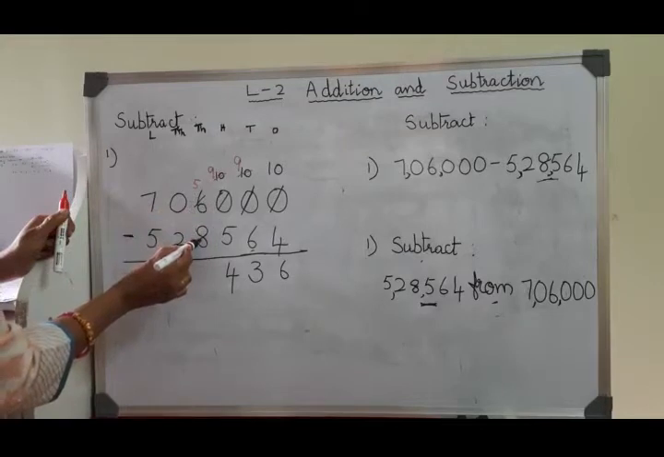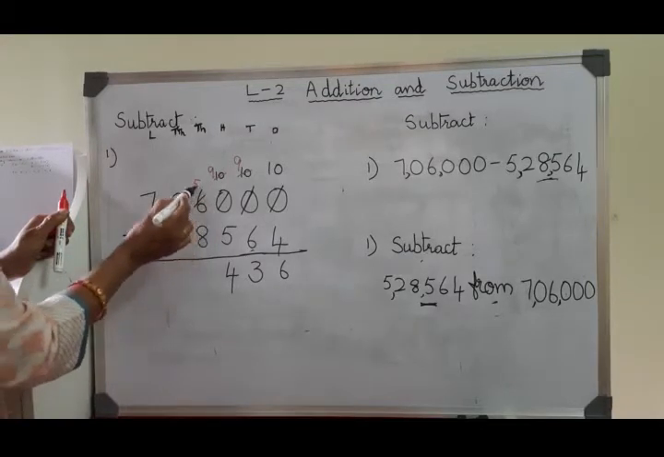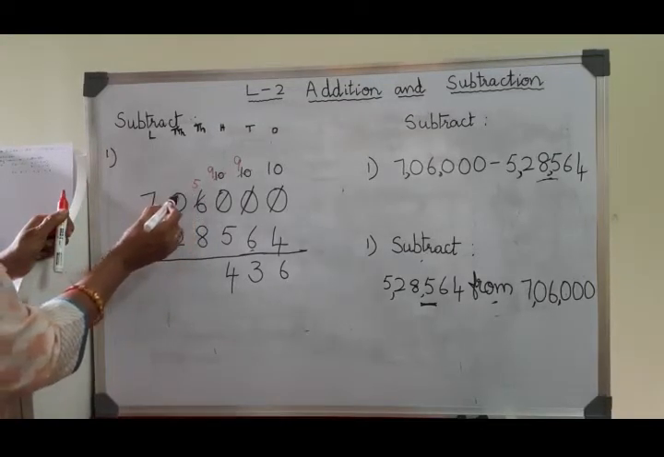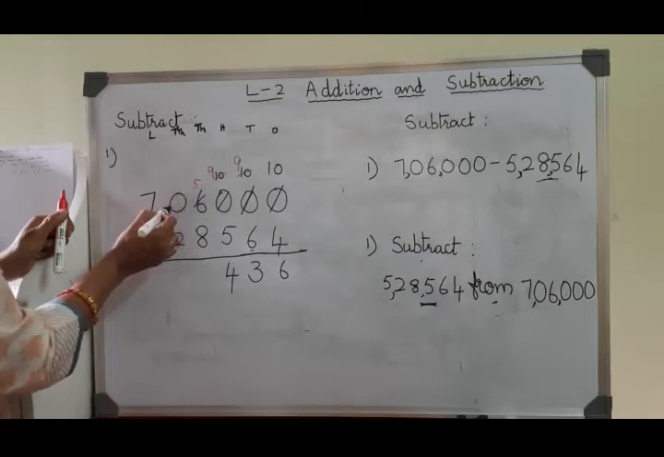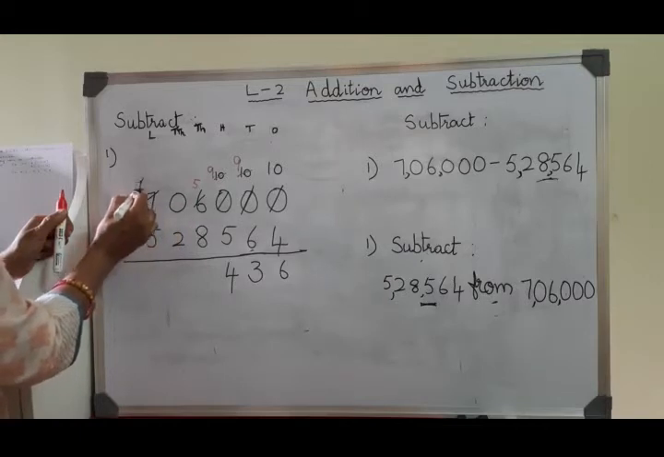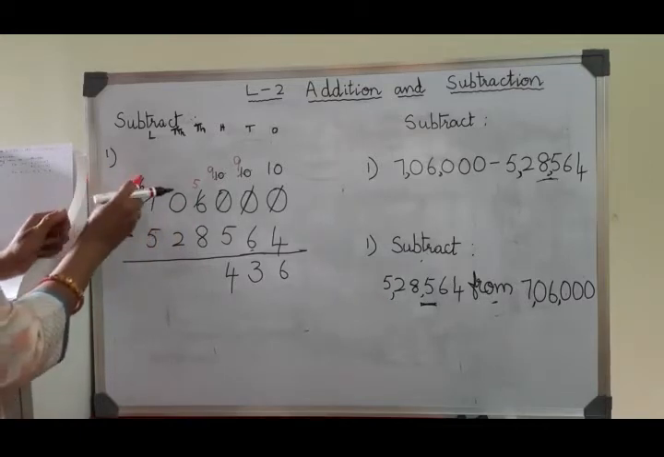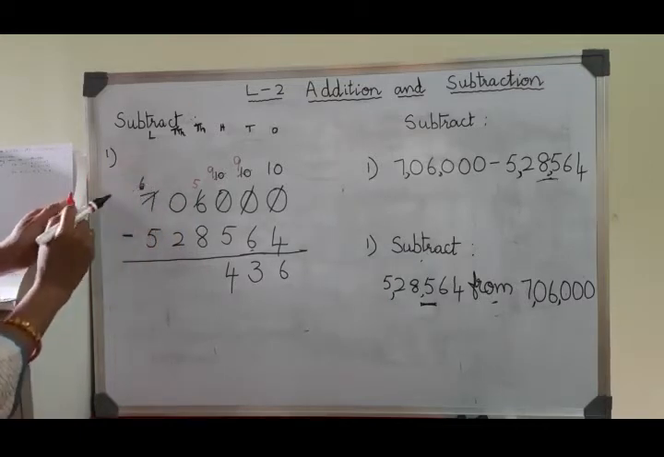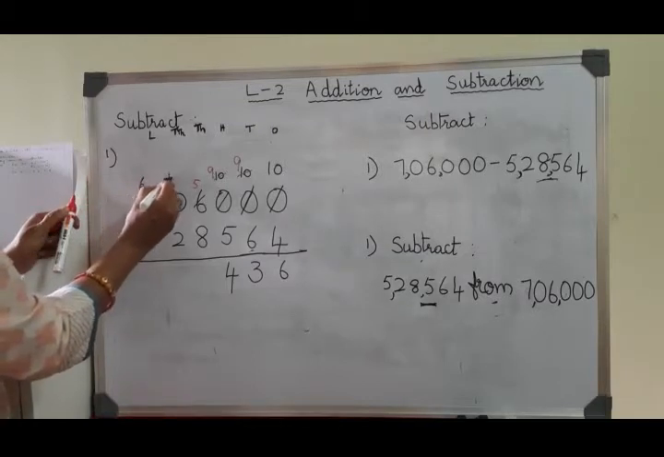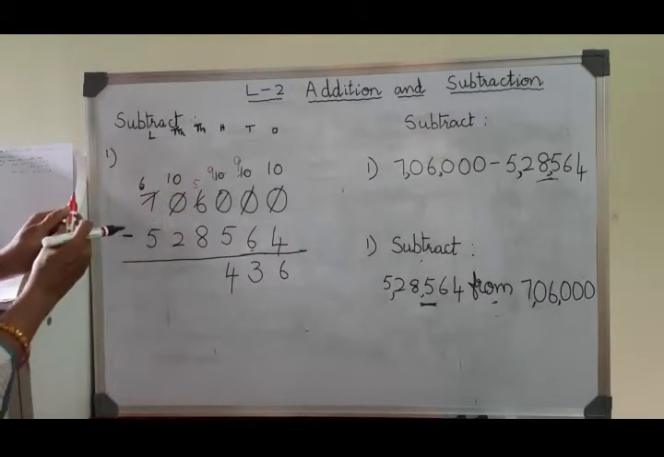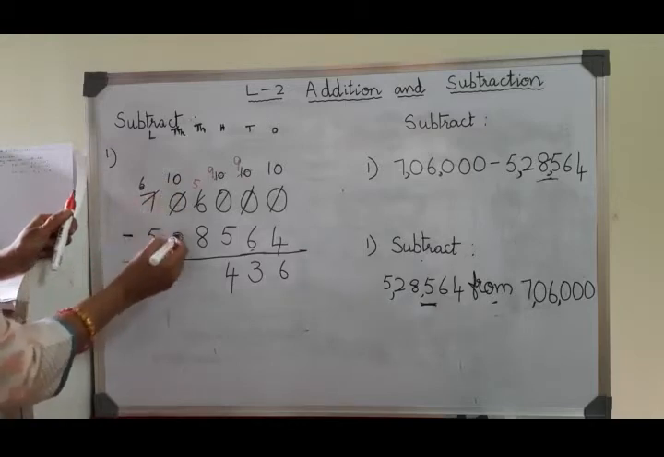We cannot subtract 8 from 5. 8 is greater than 5. So we have to borrow from the next place. But we cannot borrow from here. It is 0 here. So what do we have to do? We have to borrow from this place, the last place. So it will become 6. How much will it become? It will become 10. So 10 minus 2.